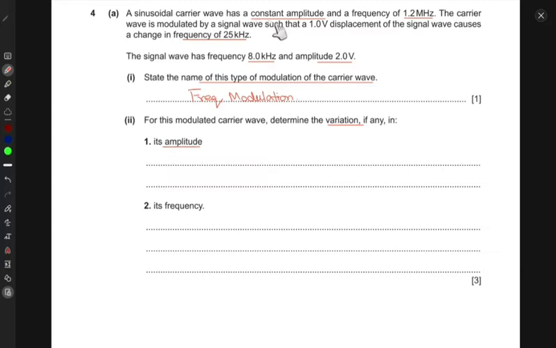Now, for this modulated carrier wave, determine the variation, if any, in its amplitude. Now, they mentioned that it has a constant amplitude, right? For frequency modulation, the amplitude remains constant. So the change or variation, this means change, the change in amplitude would be 0.